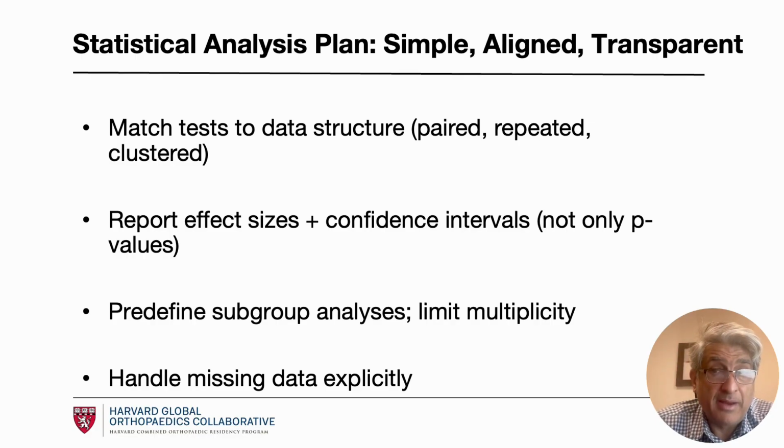Now, statistical analysis plan. Again, simple, aligned, and transparent. Push people away from p-value hunting. Communicate precision. If you have clustering by surgeon or hospital, consider mixed models or robust measures. If you have missing data, describe the amount, the pattern, and the approach. So these are important points to consider. Report your effect size and confidence intervals, not just the p-values. Predefine your subgroup analyses and handle missing data explicitly.